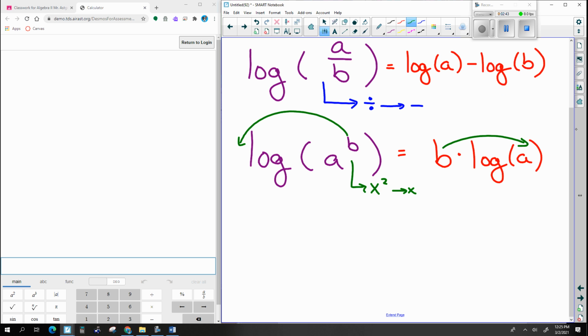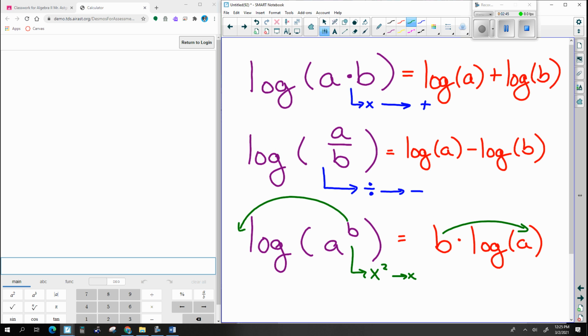Correct. So what we are going to be asked to do in today's assignment is either expand your logarithm, or condense your logarithm. Expand means you spread it out as much as you can. If you're trying to condense it, then you try to put it all back together.